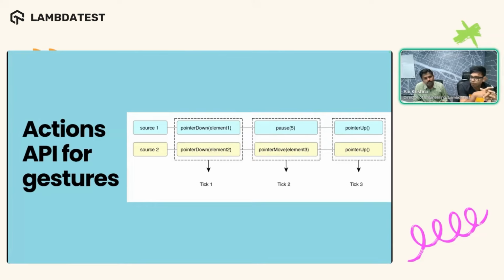So if you have not yet moved into Actions API, please feel free to move into Actions API, and we will take you through to understand what this Actions API does. We'll talk about what is source, what is pointer down, element, pause, etc. Taking one example, right, Srini?